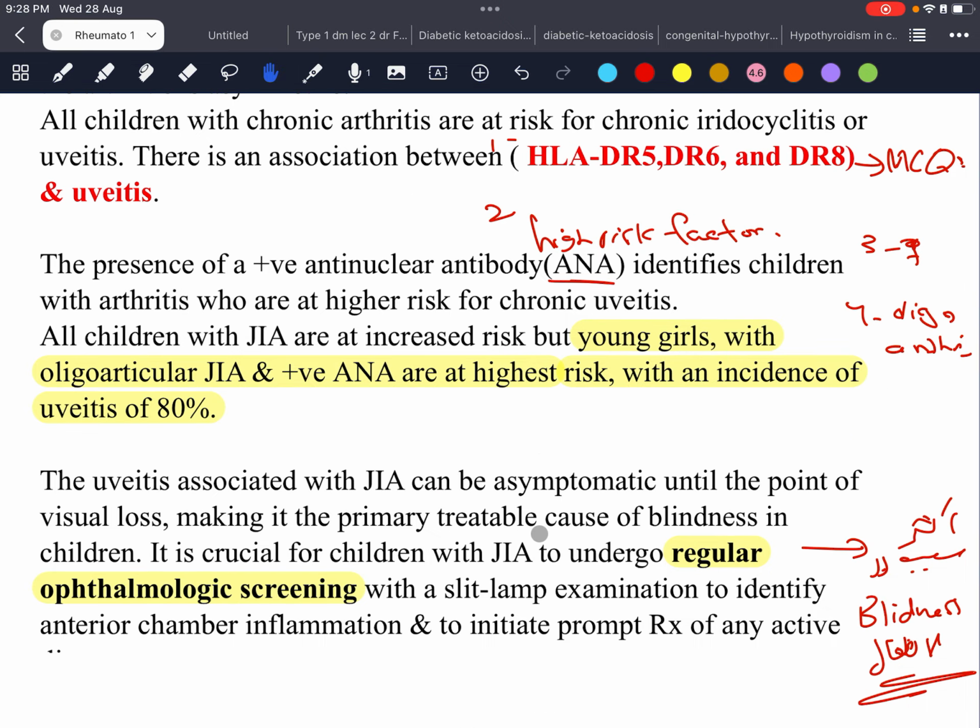Unfortunately, it may be asymptomatic, and the patient does not notice the problem until blindness occurs. So your job is to do regular ophthalmological screening using a slit lamp examination to identify any anterior chamber inflammation. It is mainly anterior chamber inflammation, and here we have an exception: in ankylosing spondylitis the inflammation mainly occurs in the posterior chamber.